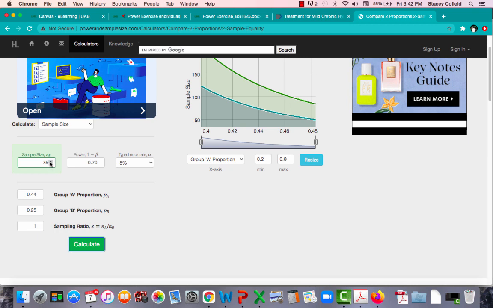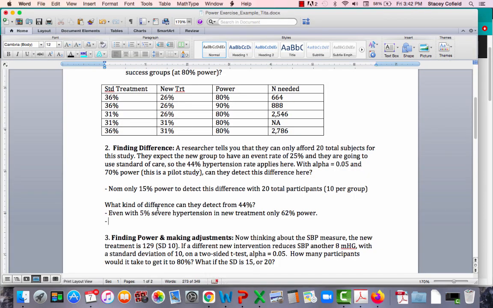So I would need 75 people per group. And so you could tell them, if they're stuck on these, that you would need 77 per group, or 154 total for 70% power with these estimates, and see if they could cut costs somewhere.